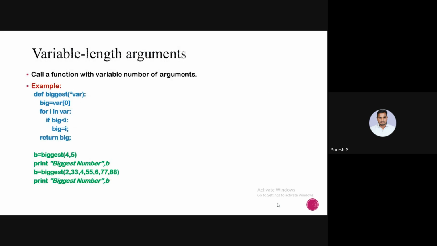The next one is variable length argument. That is, you can call a function with a variable number of arguments. Here we are creating a function called biggest, in which variable length arguments can be created using the star operator. If you pass 2 arguments, the variable will have 2 values. If you pass 3 arguments, it will have 3 values. If you pass 10 arguments, it will have 10 values. Based on the number of values we pass from the calling function, the called function will have those values. That is called variable length arguments.